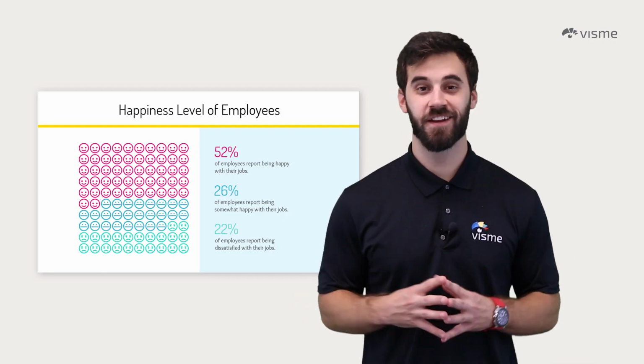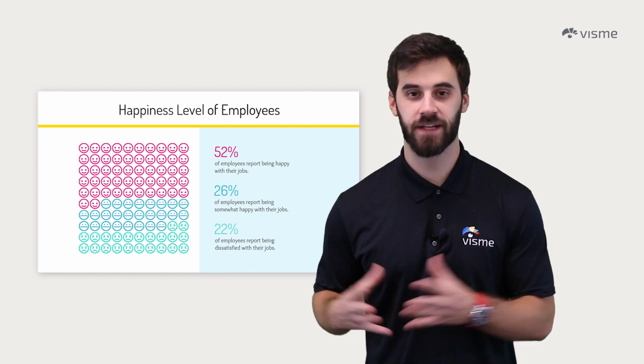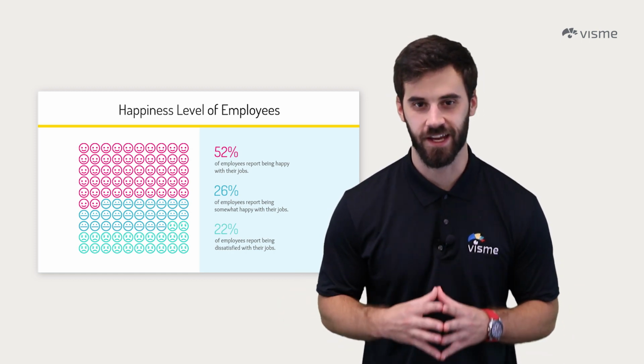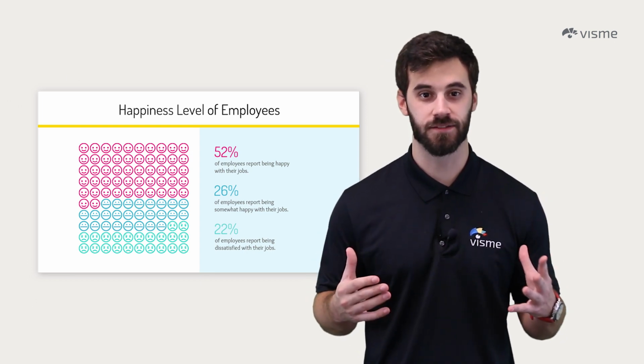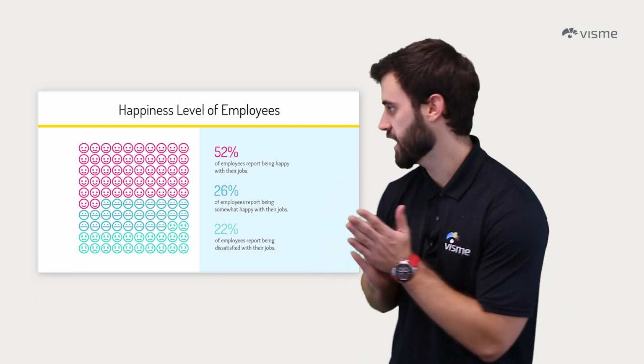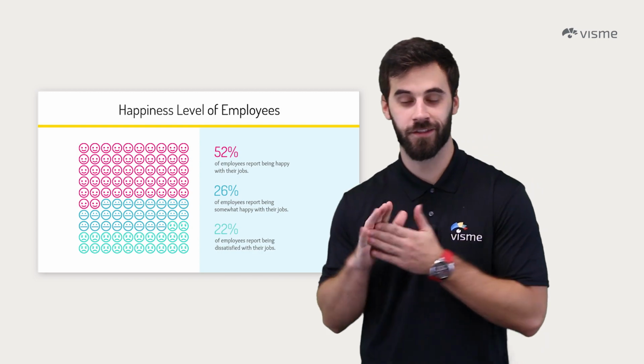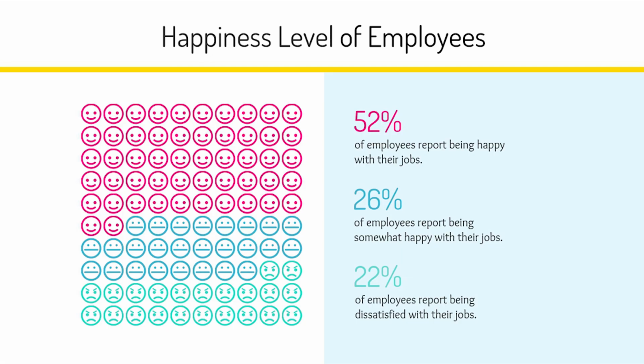If you want to get creative and artsy with your graphs, pictograms are a great route to take. These charts take your numbers and turn data points into icons. Take a look at our first example. Employees were polled on their level of happiness. 52% are happy, 26% are content, and 22% are dissatisfied. Each percentage point was given an icon, and then they were all grouped together to display that information.